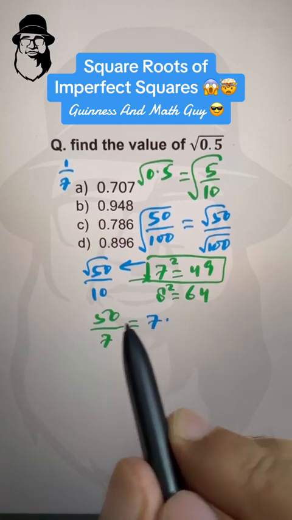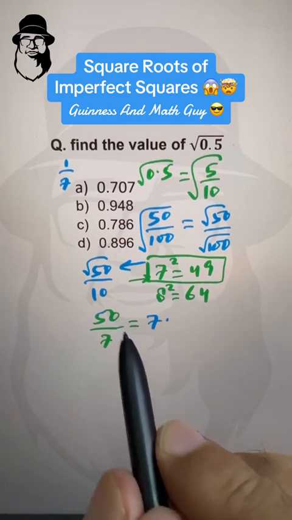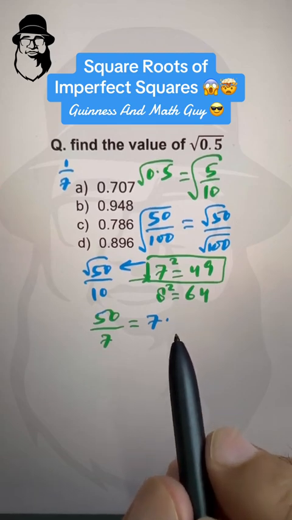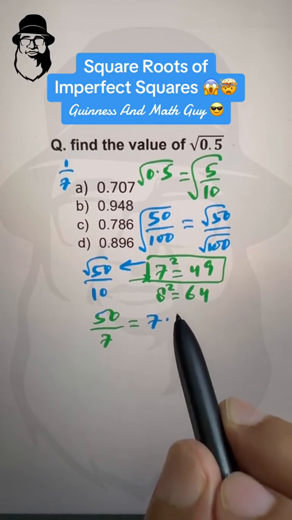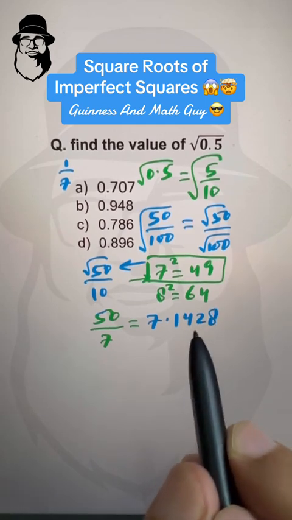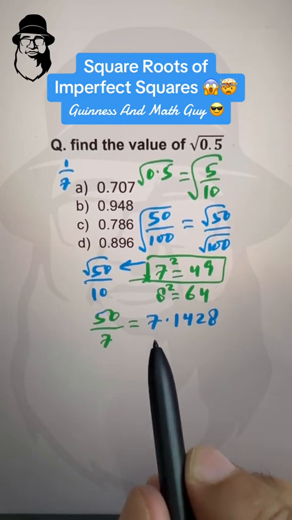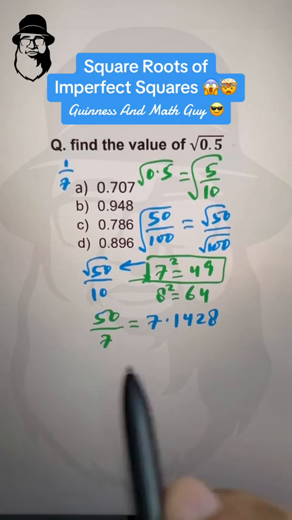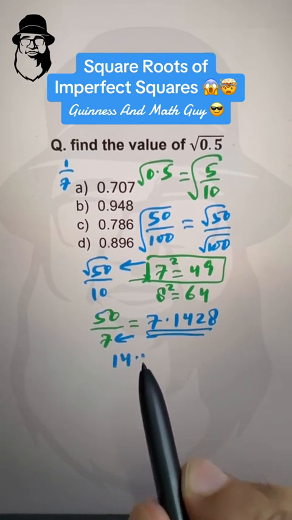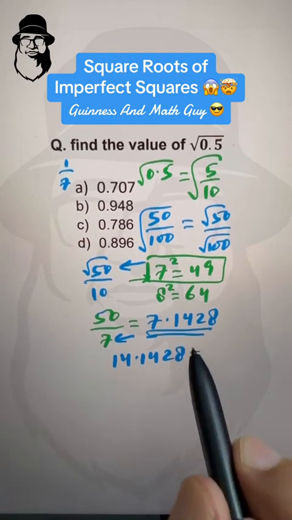I have told in many of my videos how to divide by 7 and get the answer to like 6 decimal places easily. So it's 0.1428. Let's take it to 4 digits only, or 3. So next step is we add this by this. 7 plus 7 is 14.1428, and then the last step, divided by 2.